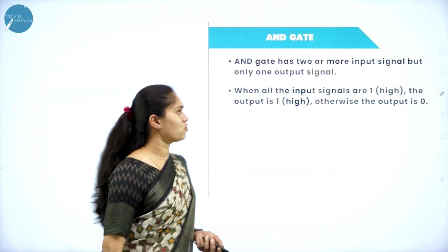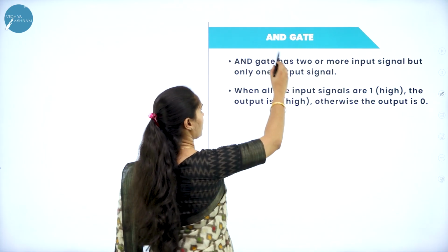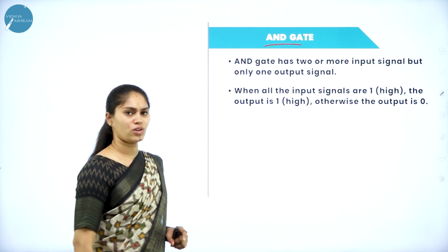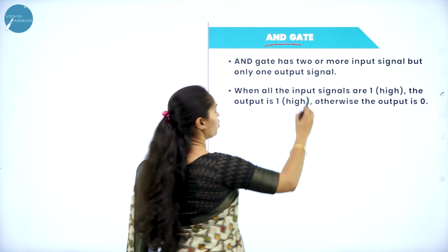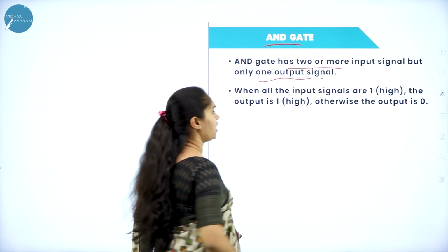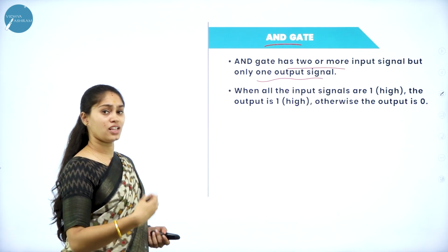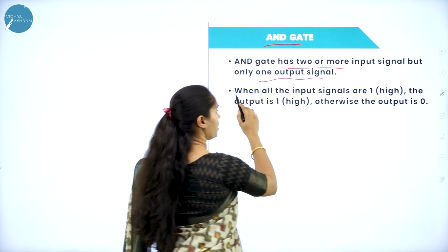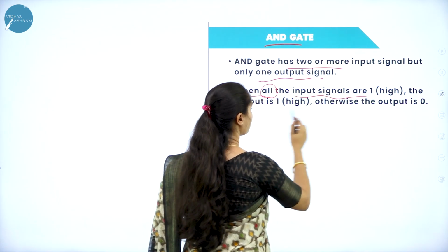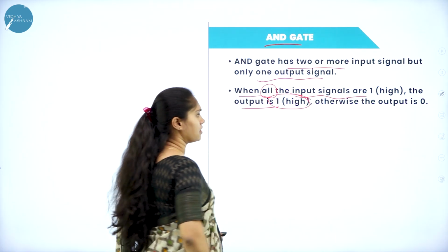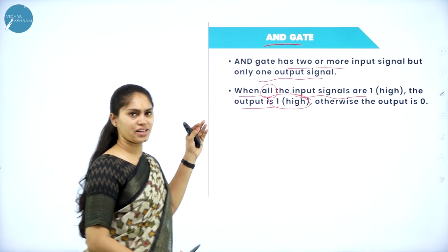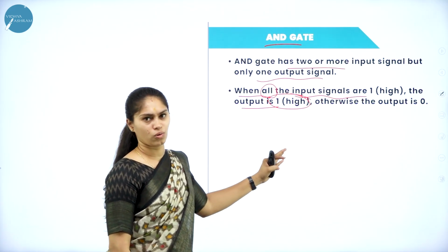We'll see the last one, that is related to the AND gate. This also deals with 2 or more input signals, but generates only one output signal. When will the output be 1 here? When all the input signals are high, then the output will be high in the AND gate. Otherwise it will be 0 or low or false.